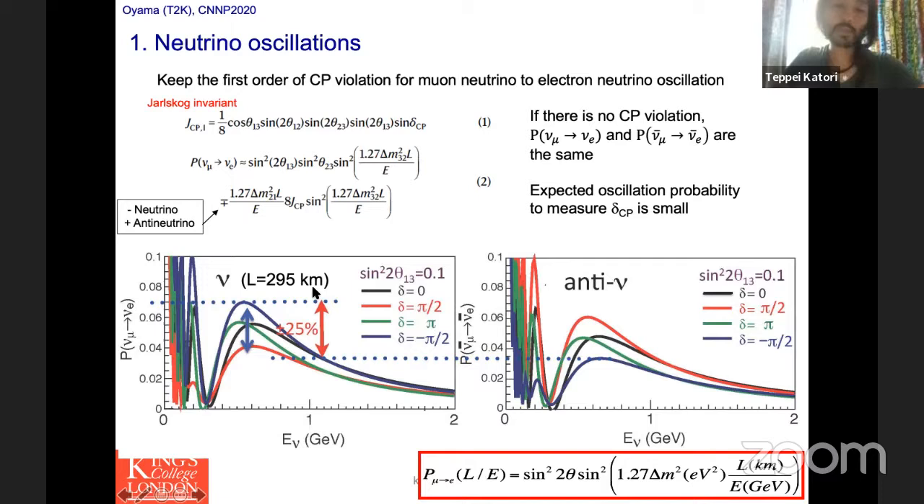So it's a 25% effect, and you might think it's big. But if you see the scale, we are talking about 5% oscillation becoming 6% or something, right? That's the order, so it's kind of small. So expected oscillation probability is in general small. That's a better statement. In the neutrino mode, you expect enhancement of the oscillation when delta is minus pi over two, and in antineutrino you expect suppression if delta is minus pi over two. And if delta is pi over two, you see suppression of neutrino oscillation and enhancement of antineutrino oscillation. That's the kind of effect you want to see.